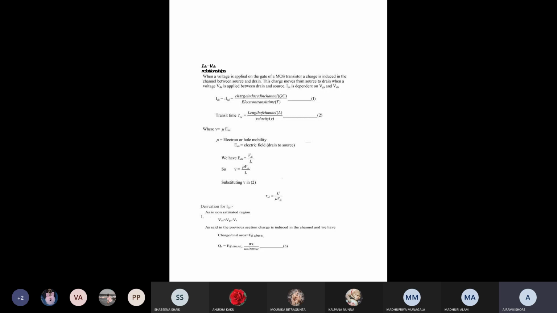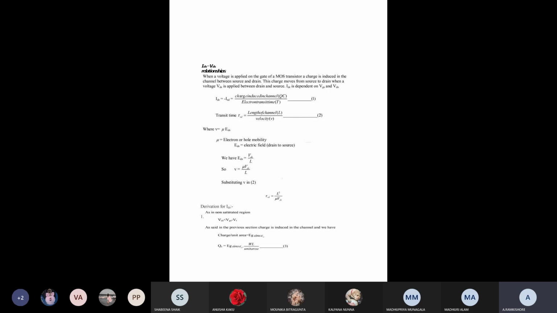Whenever these terms are present with the gate voltage applied, those parameters vary from one point to another. Based on the variation of those voltages, the IDS current, that means the drain to source current in the MOS device, varies. We will see in detail what factors are involved in this IDS versus VDS relationship.